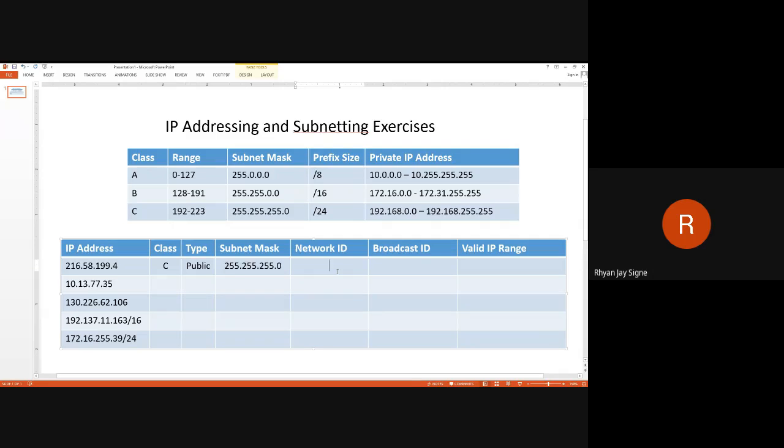To get the network ID, you need to multiply the IP address and the subnet mask. The first octet is 216 times 255. Generally, this is 1. So 216 times 1 equals 216. 58 times 1 equals 58. Then 199 times 1 equals 199. The last octet in the subnet mask is 0, so 0 times 4 equals 0.